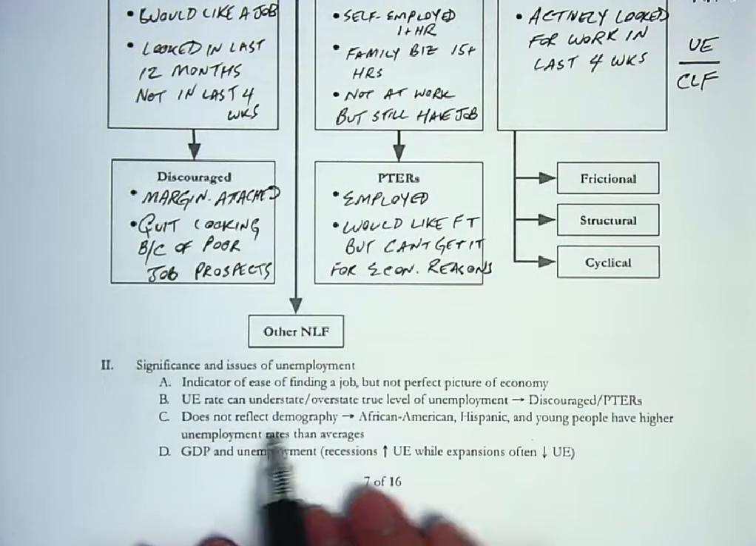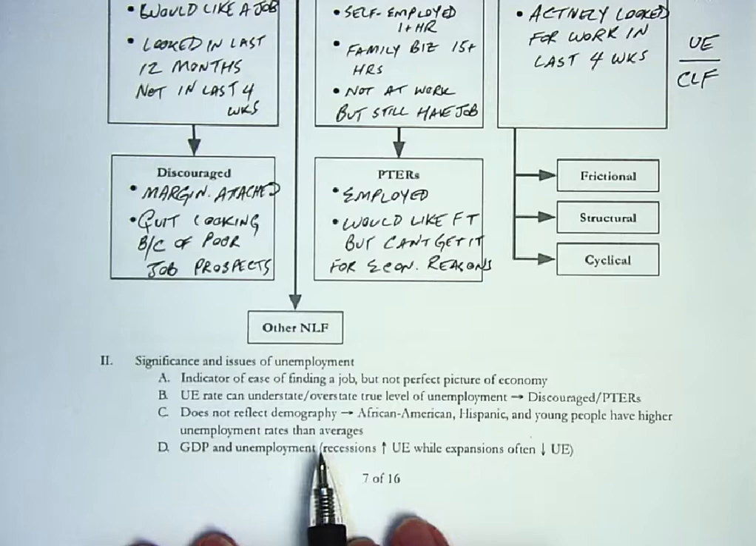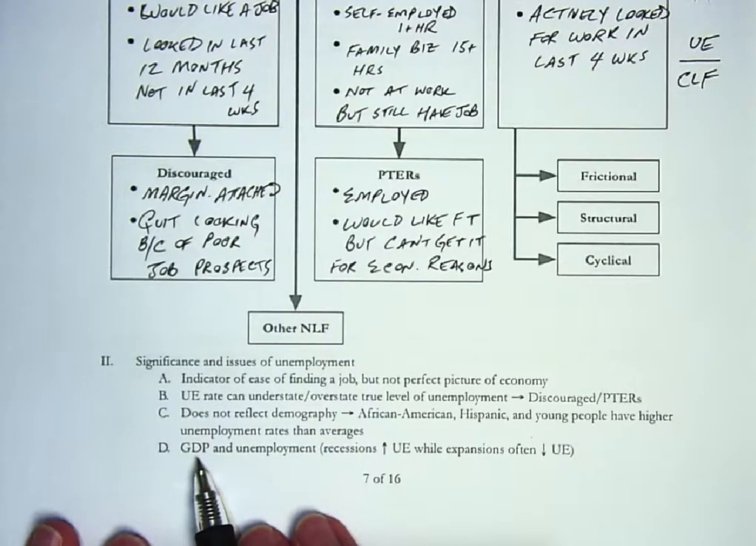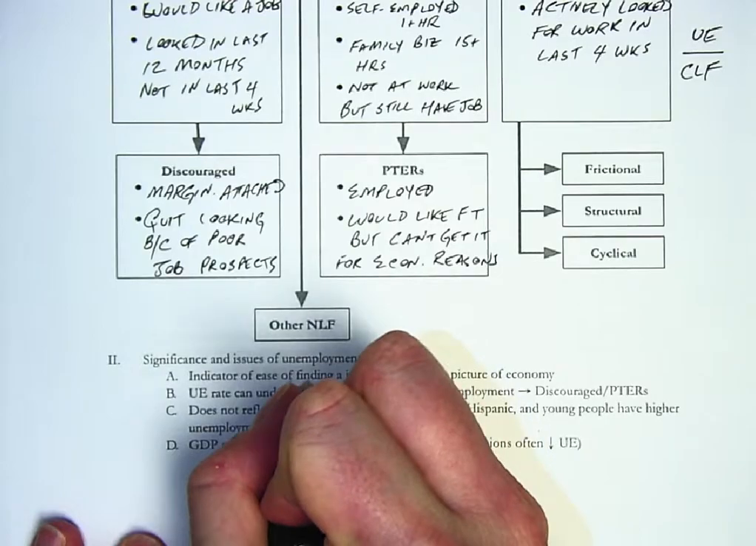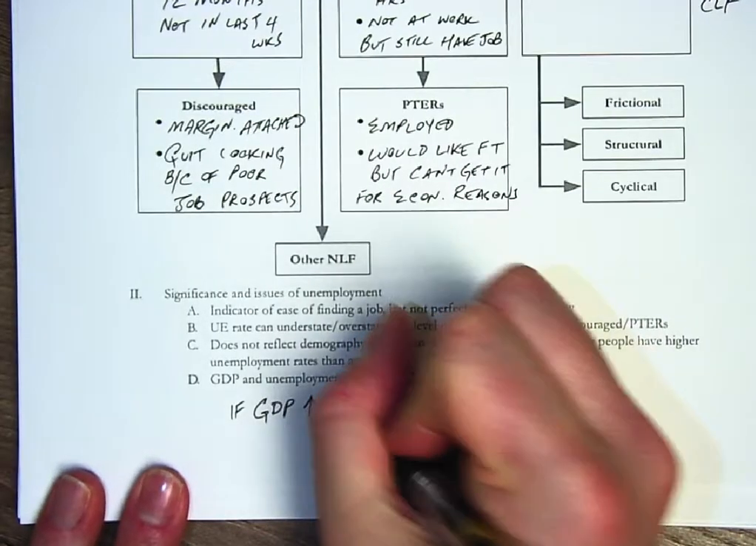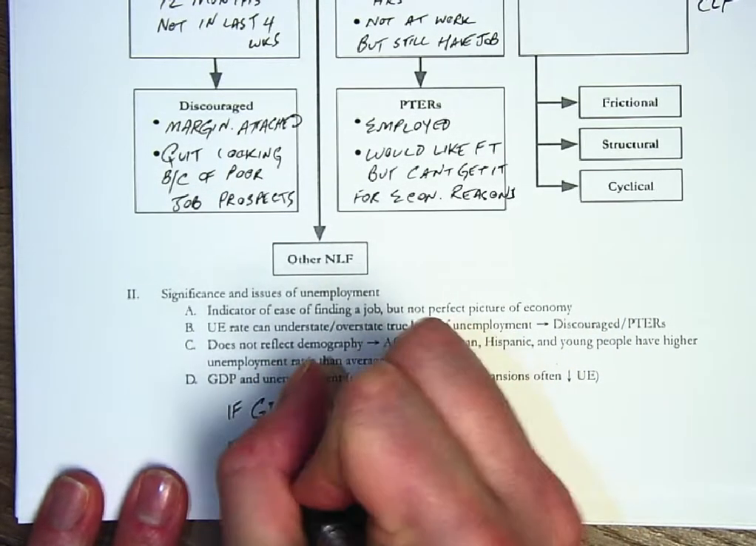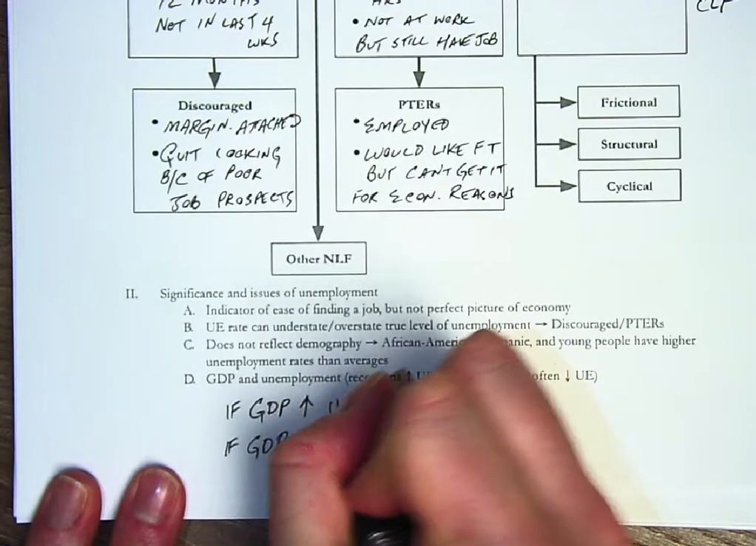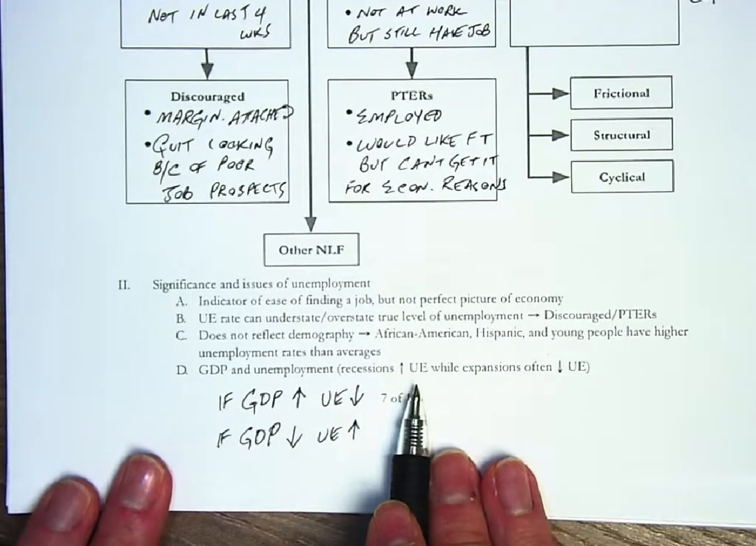It also doesn't reflect demography. We find that African American, Hispanic, and young people have higher unemployment rates than the national average. And we have one last thing to note, is that GDP and unemployment are related in many cases. We find that if GDP goes up, we usually note that unemployment goes down. And likewise, if GDP goes down, we usually find unemployment goes up. And that's kind of what this is telling us here.